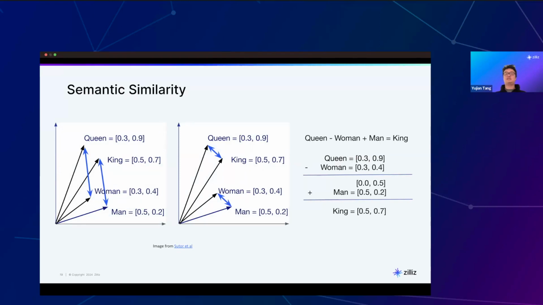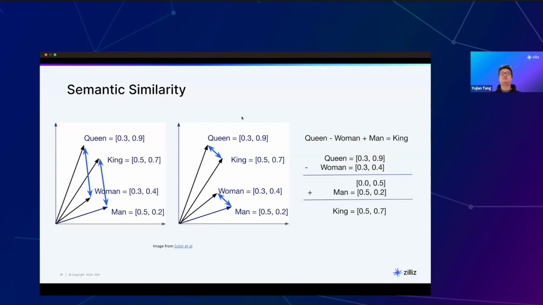So if we take this mathematical example, and keep in mind as well, this is a toy example. You will never see two-dimensional vectors in production, and you will never see people use Manhattan distance in production. We will talk later about some distances that you will see, but you'll almost never see Manhattan distance in production. So what happens here if we subtract the word woman from queen? We have 0.3, 0.9 minus 0.3, 0.4, and we get 0, 0.5. And if we add 0.5, 0.2, which is man, we get 0.5, 0.7, which is king. So the idea behind this slide is basically math on words.